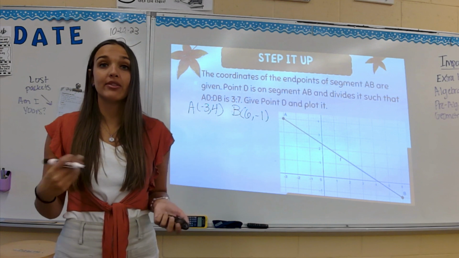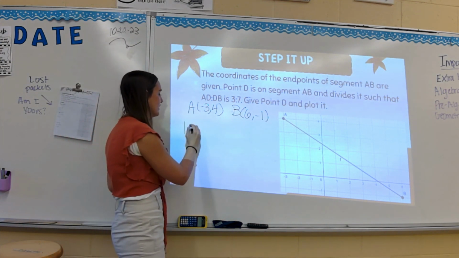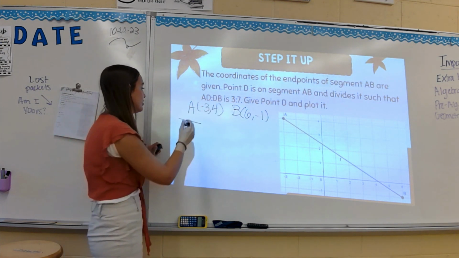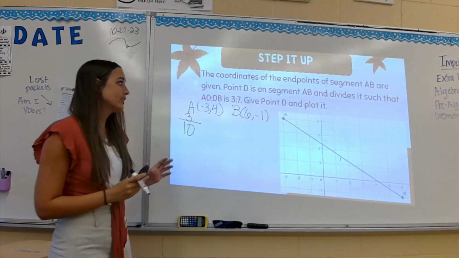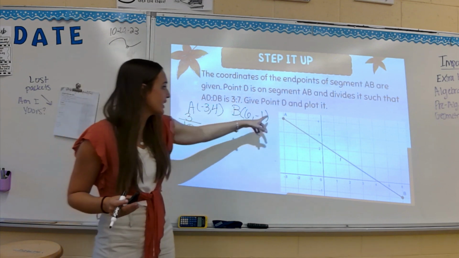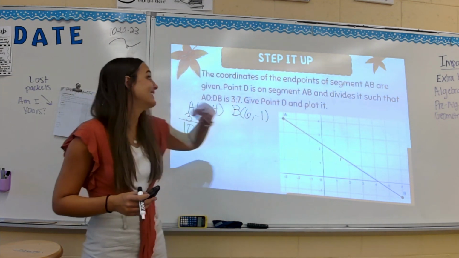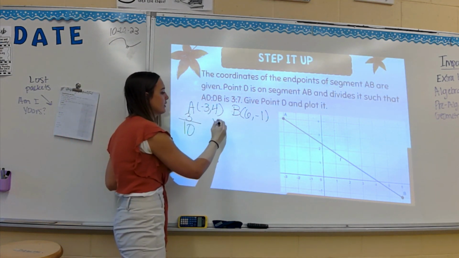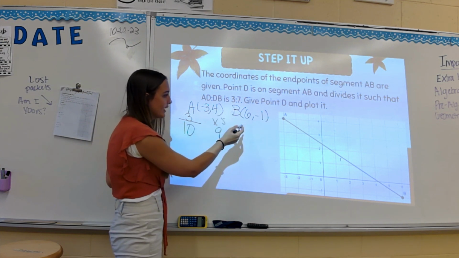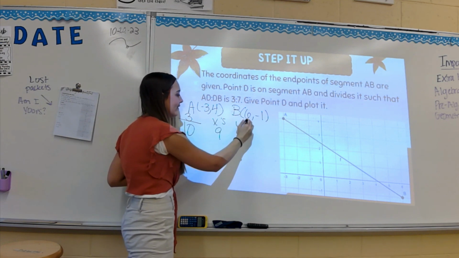So once again, we're going to take that 3 and 7 and add them together. 3 plus 7 gives me a 10 in the denominator. In the numerator, we're going to take the first portion of our ratio, which is 3. Our next step is to find the distance. So to go from negative 3 to 6, we can even count on the graph. We're moving 3 over, and then 6 more over. So that's 9 for our x's. For our y's, we're going from 4 to -1. So I'm going down 4 and down 1 more, which is -5.